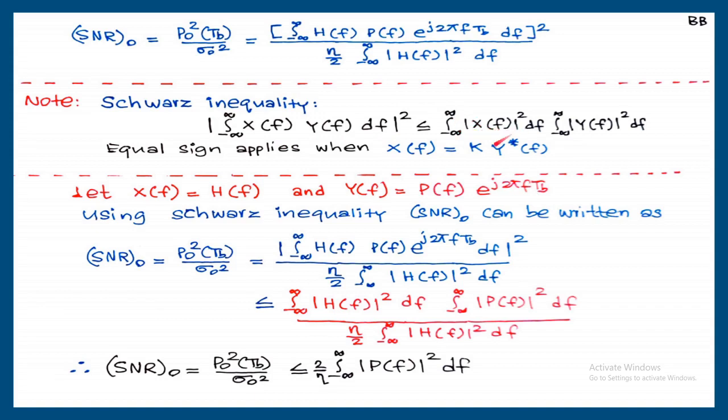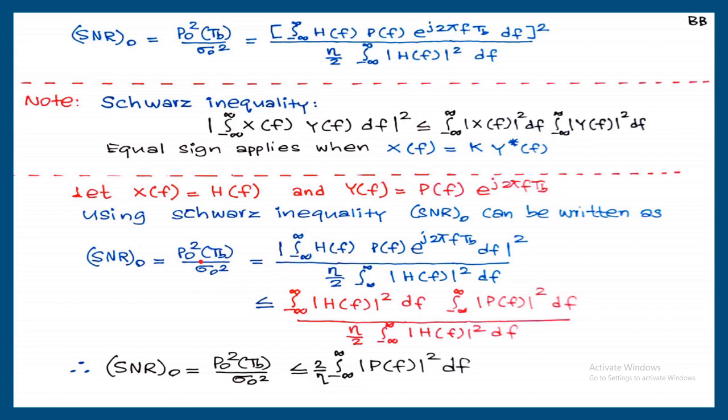modulus x of f square df. So what is our x of f? That is h of f. So integral minus infinity to plus infinity modulus h of f square df into second part. That is integral minus infinity to plus infinity modulus y of f square df. What is y of f? P of f e raised to j 2 pi f tb. Then what is modulus y of f? That is modulus p of f into modulus e raised to j 2 pi f tb. And modulus e raised to j 2 pi f tb is equal to 1. So that is why only modulus p of f square df. And the sign between left hand side and right hand side is less than or equal to. That is why here less than or equal to.